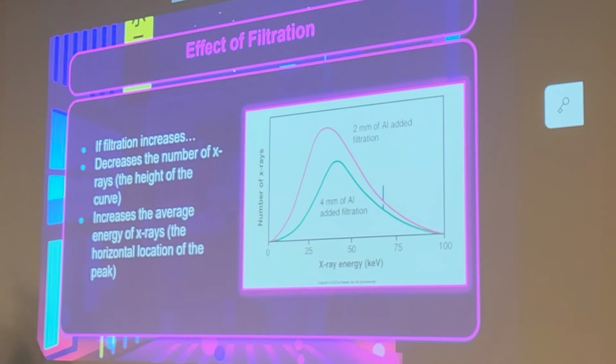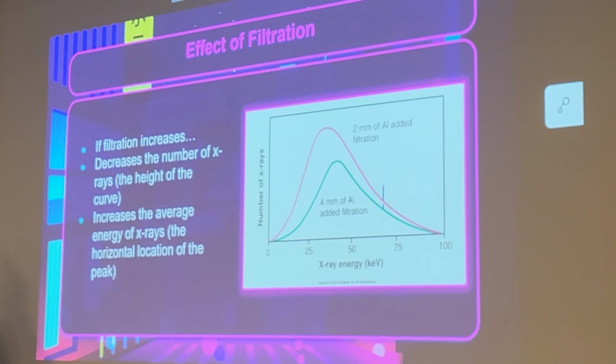Increase the filtration. How much? Do we need to increase it by 2 millimeters? No, not 2 millimeters. 4 millimeters? If I want to drop the height, I'm reducing the number of photons, right? But the half, I need the half level. The half value layer, almost. Layer. There we go.